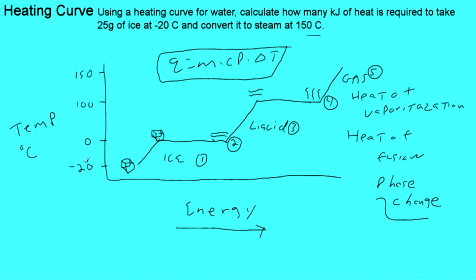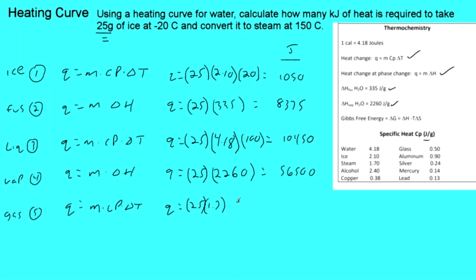People make a mistake of going from 0 to 150 or negative 20 to 150 or whatever, but no, it's just the gas portion that we're interested in, 100 to 150. So that temperature change is 50. Multiply those three numbers and I get 2125.